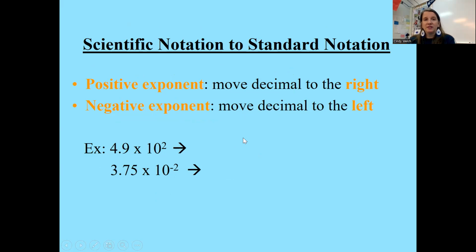If you're going from scientific notation into standard notation, make sure you're paying attention to the sign on your exponent, and that's going to tell you if you're making a large number or a small number. So if you have a positive exponent like this first example here, that means you're going to move your decimal point to the right because you want to make a larger number. So this would be 490. If you have a negative exponent, that means you're moving your decimal point to the left because you're making a smaller number. So I would move my decimal point 2 times to the left to make 0.0375.